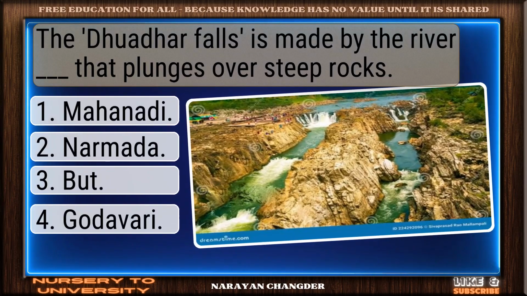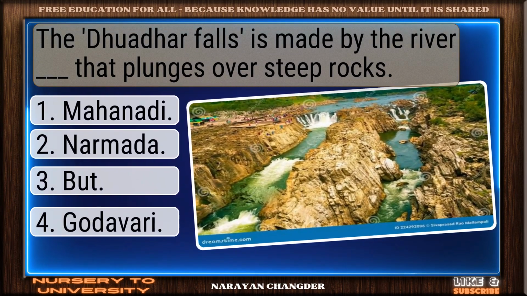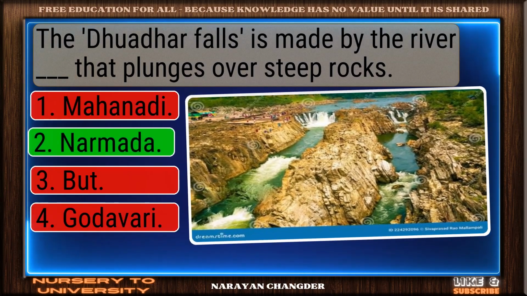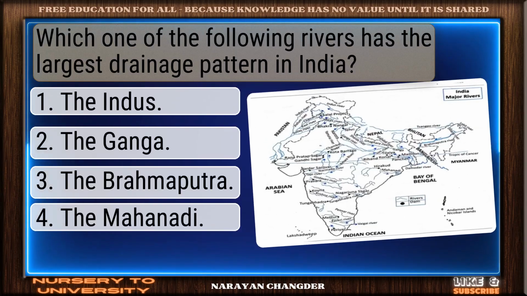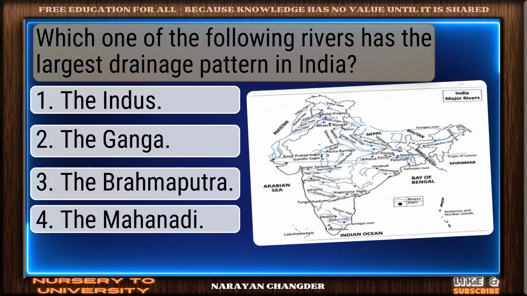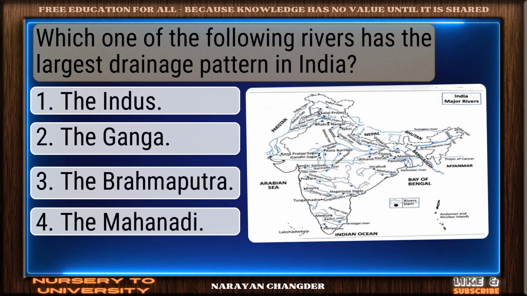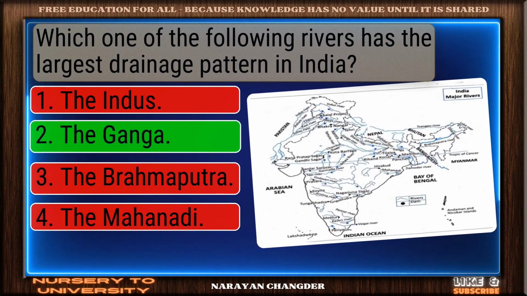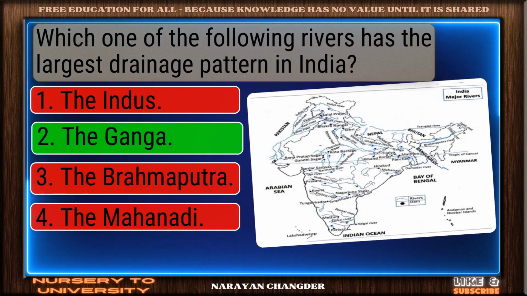Question number 55. The Dhuandhar Falls is made by the river dash that plunges over steep rocks. Great job. Narmada is the accurate answer. Question number 56. Which one of the following rivers has the largest drainage basin in India? Correct response. The Ganga is the most accurate answer.